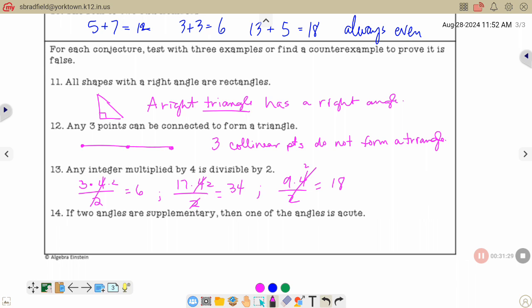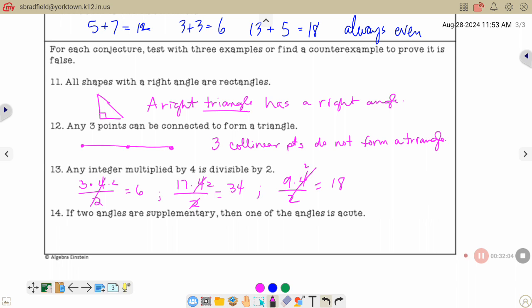Number 4. If 2 angles are supplementary, what does it mean to be supplementary, Nicole? 2 angles that add up to 180. That was the perfect definition. 2 angles that add up or have a sum of 180 degrees, then one of the angles is acute. If I have 2 angles that add up to 180, does one of them have to be acute? Yes or no? Katie.